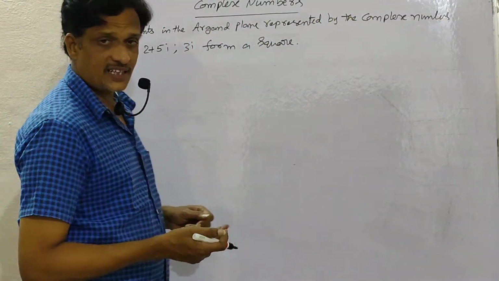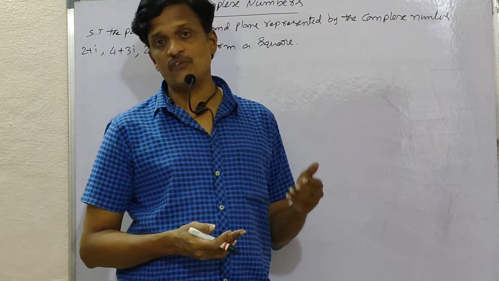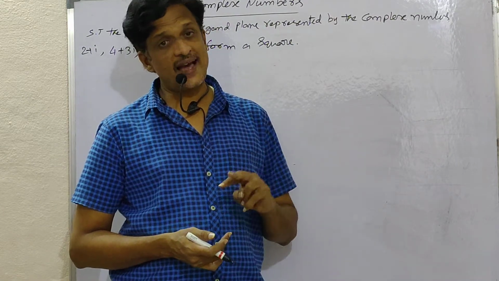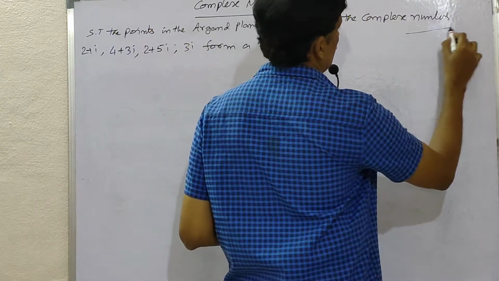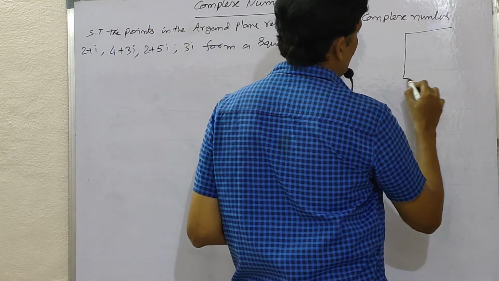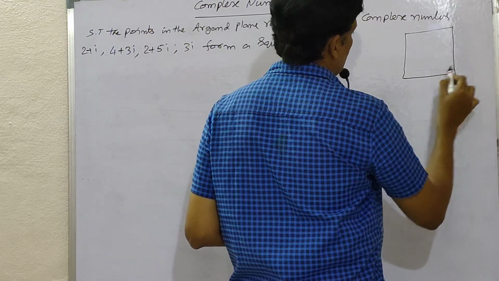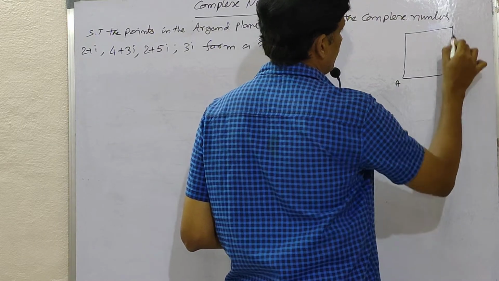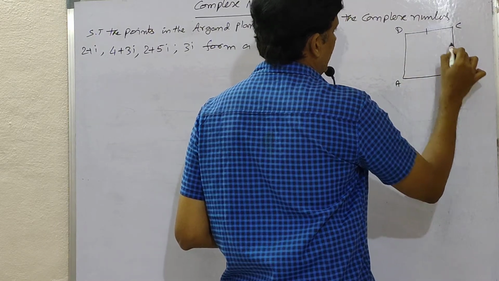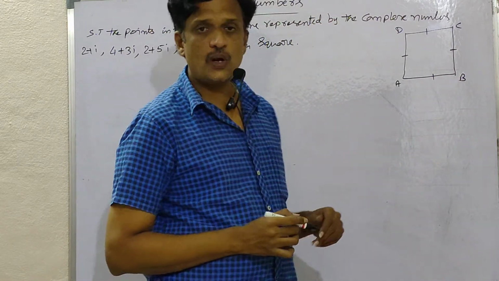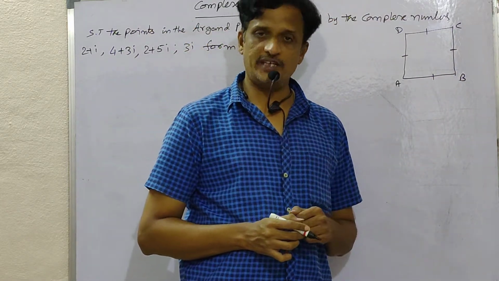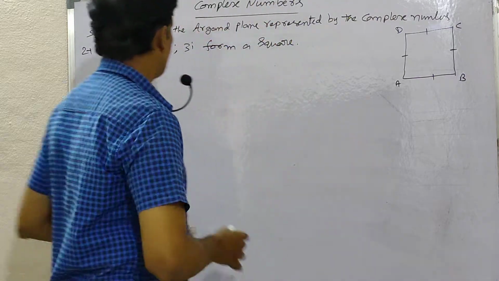So what can you say about a square? In a square, all the 4 sides are equal and the 2 diagonals are also equal. So if you consider the square like this, A, B, C, D, here the 4 sides AB, BC, CD, DA are of the same length and the 2 diagonals AC and BD are also equal. That is the required proof.